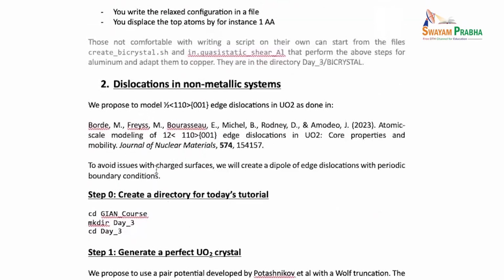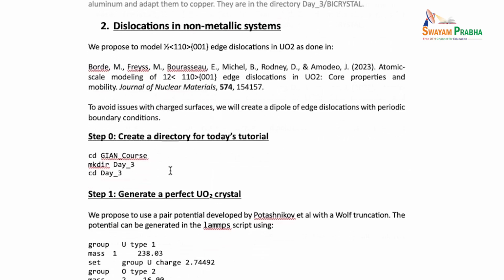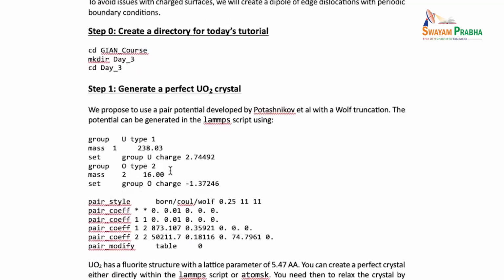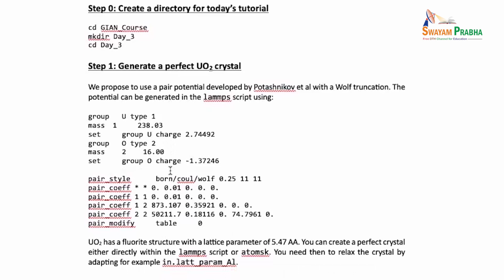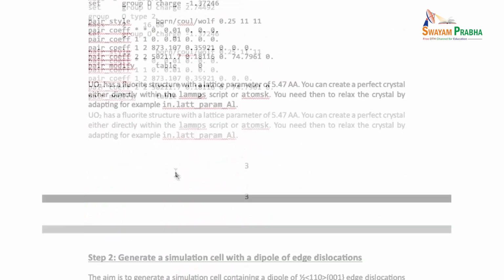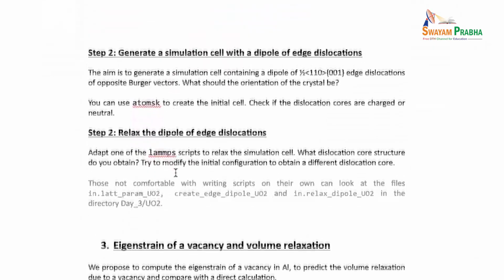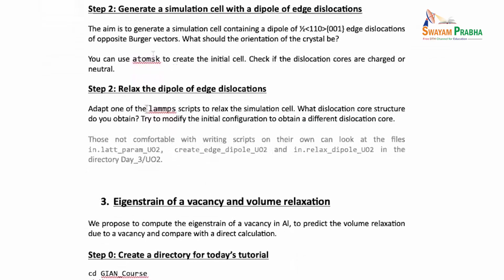The second example, I didn't give much detail, but you have the input scripts if you want to look at them. I think you have all the ingredients to create, on your own, an edge dislocation in UO2. So get one of the cores that we just saw. I give you how to create the potential. That's the main part, how to create that ionic potential, and this is explained here. Then create the dipole and then relax the dipole. For those who don't feel like doing it on their own, in the folder you have all the solutions.